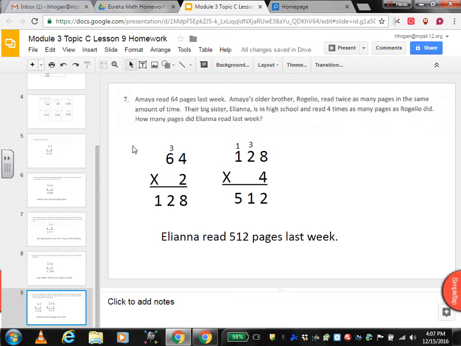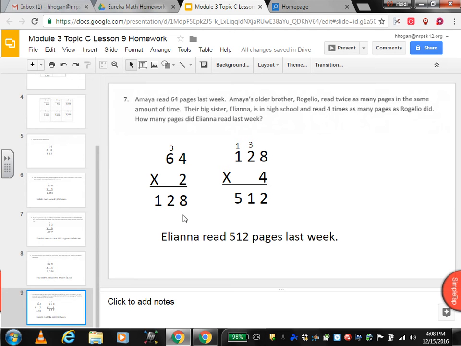it's a 2-stepper. Amaya read 64 pages last week. Amaya's older brother Rogelio read twice as many pages in the same amount of time. So we want to figure out how many pages Rogelio read. So 64, he read 2 times as many.